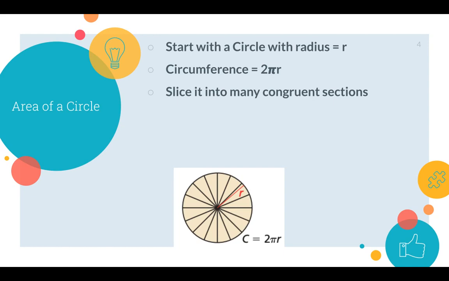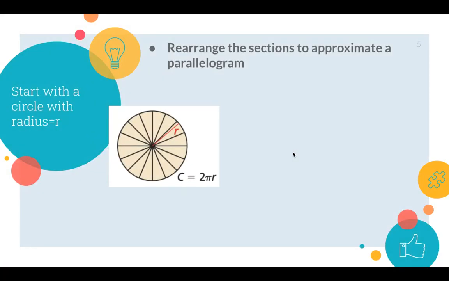Well, let's think about what area is. The area of a two-dimensional object is basically how much space that object is taking up in two-dimensional space. So how much space is this pizza taking up? That's what we're going to figure out right now. So let's rearrange all these slices of pizza and make them approximate a parallelogram.